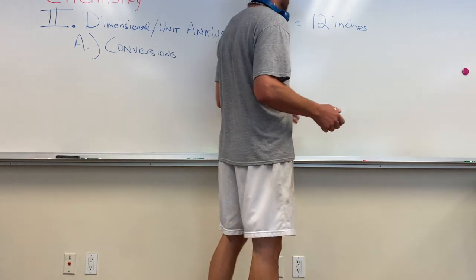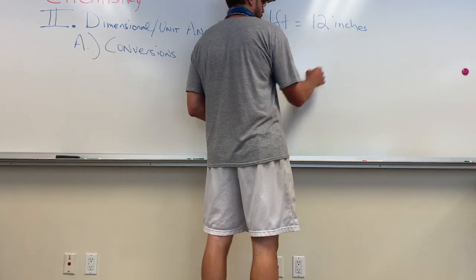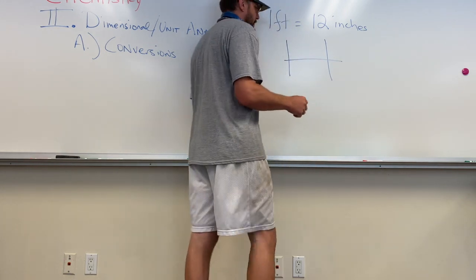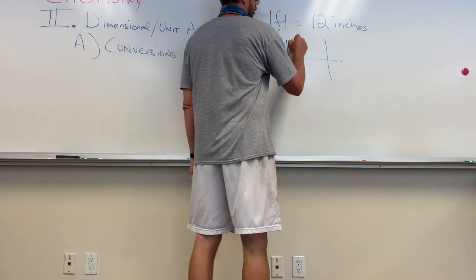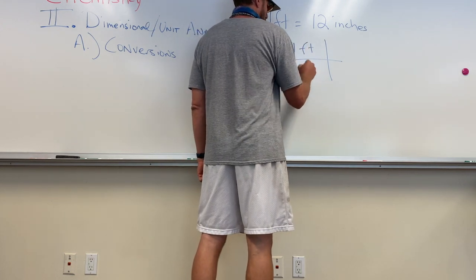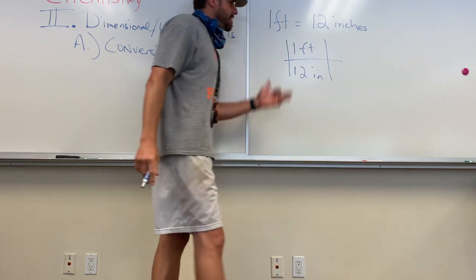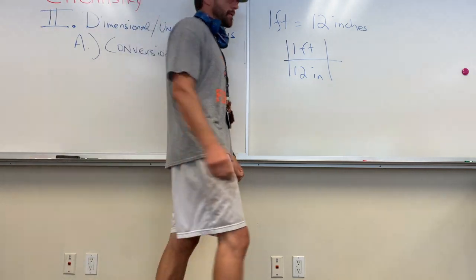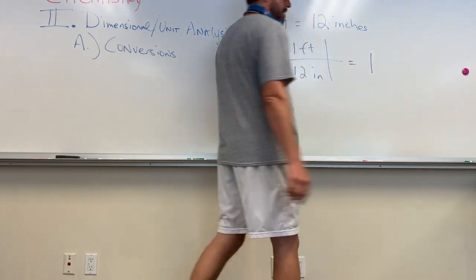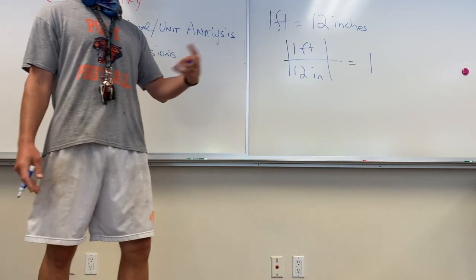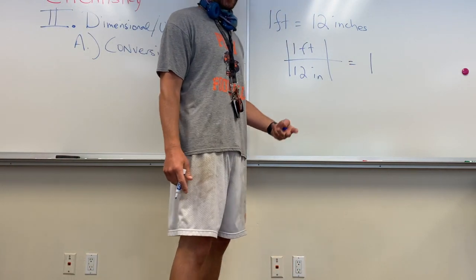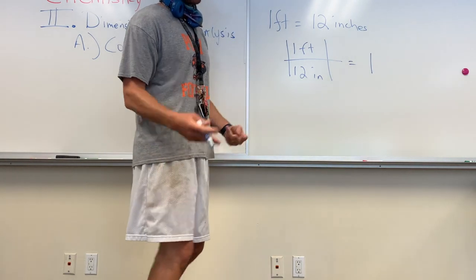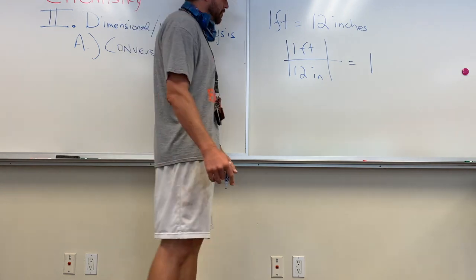So with this then, I could put this into any equation, okay? And I like to draw them with this around them, but different teachers are different. And I can put 1 foot over 12 inches. And the value of this then is what? What is the value of this right here? Well, it's 1. They're the same thing. So anytime you can put something on top or something on bottom and get a value of 1, you can use this as a factor to help you in your dimensional unit analysis.